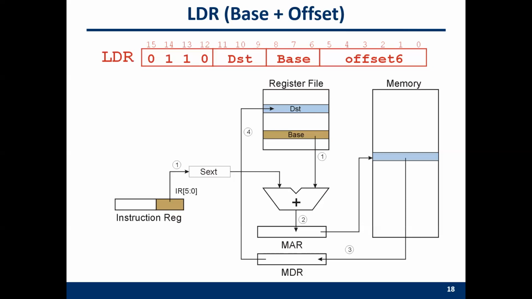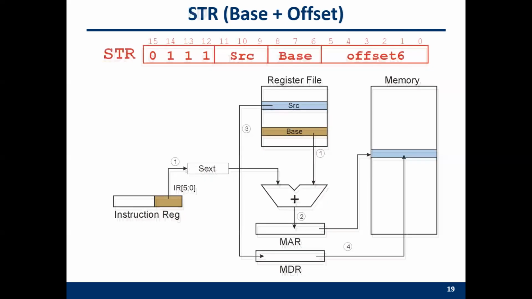So what's the difference between LDR and this? The base is 16 bits. So this is the base plus offset store instruction. It has similar steps, but does the write operation.